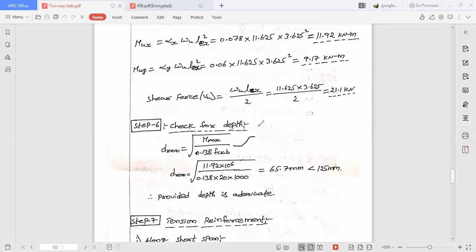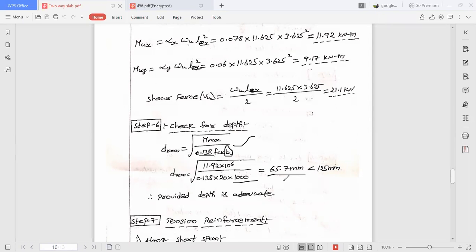ఇక్కడ M max అంటే మనకి 2 మూమెంట్స్ ఉన్నాయి కాబట్టి అందులో ఏది మ్యాక్సిమం ఉంటే అది. ఓకే, M max divided by K f_ck b. Here K value for Fe 415 grade of steel is 0.138. So after substituting these values, and remember this b, in case of slabs, whenever you find b, that is 1000. Okay, so we got a value of 65 mm.